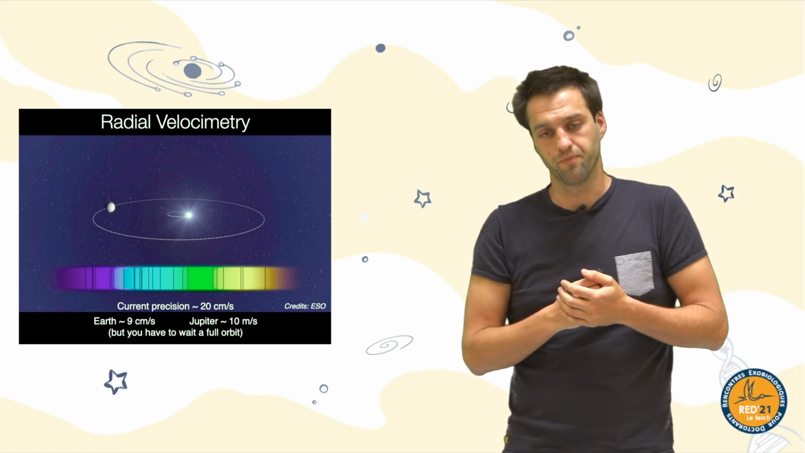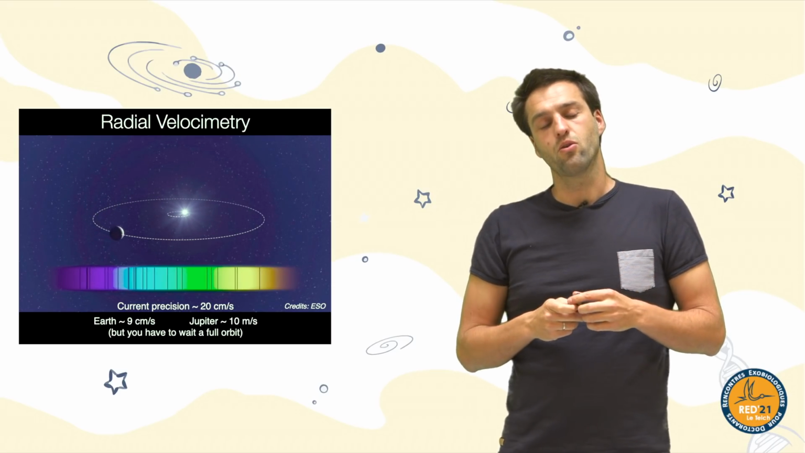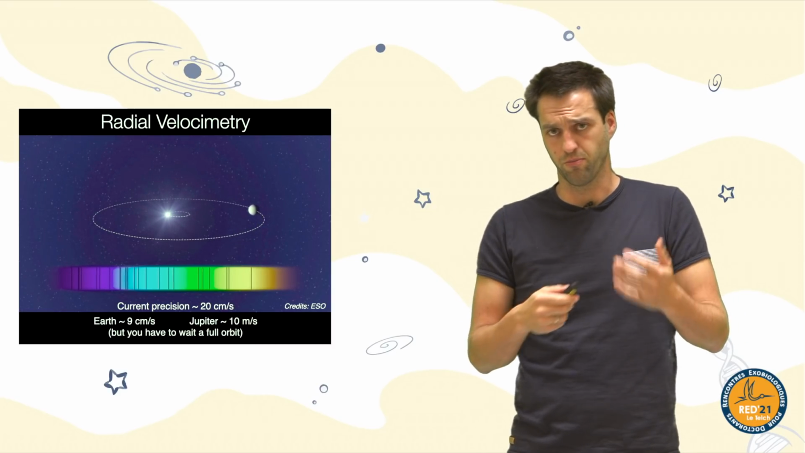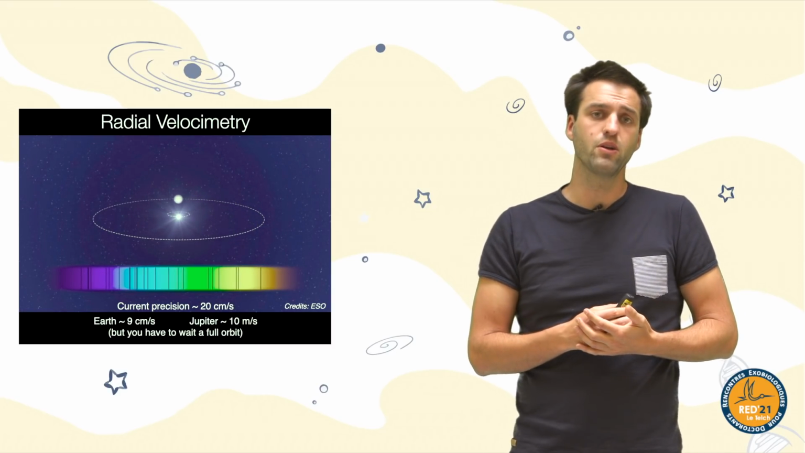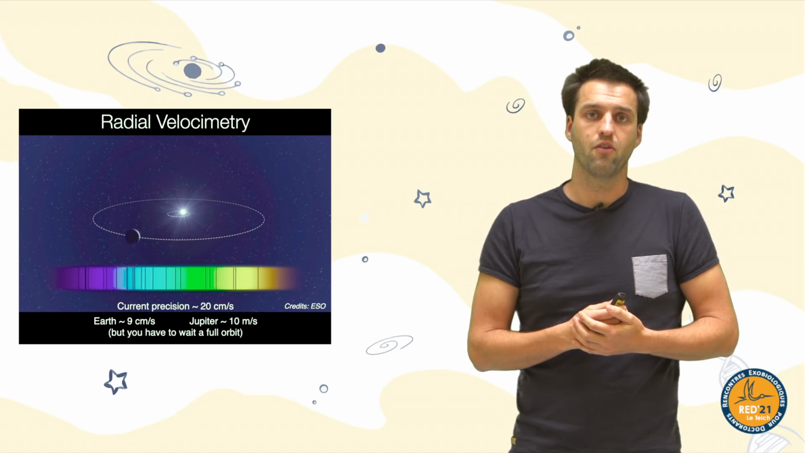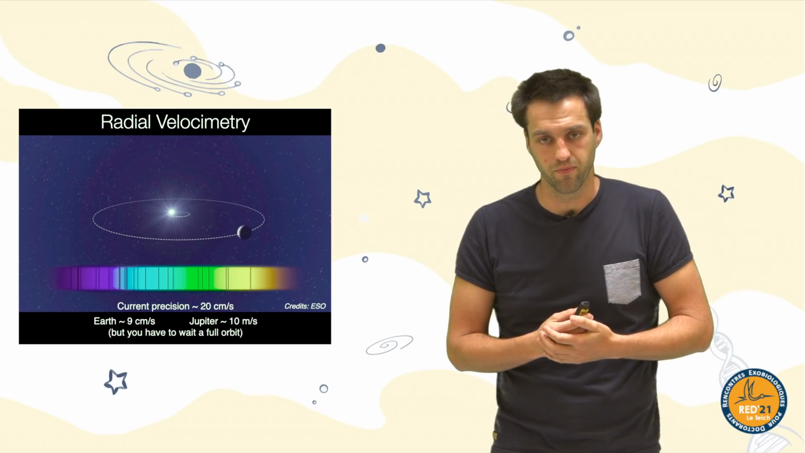the radial velocity, so the velocity of the star away or towards us. And then, the current precision that we have with this method, with the current spectrographs, is about 20 centimeters per second. So we can measure the motion of a star of about 20 centimeters per second.